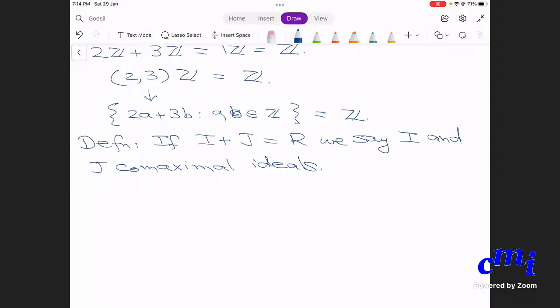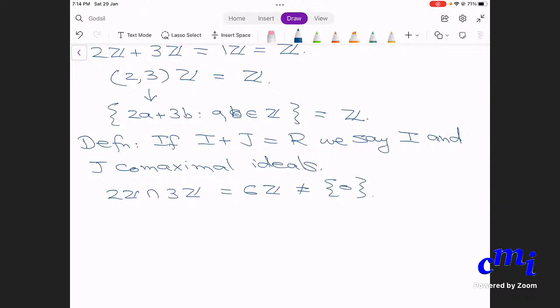No, the intersection need not be 0. It's only that the sum must be R. That's all. That is something to do with the direct sum, which is a different thing altogether. For example, if you take 2Z and 3Z, 2Z intersect 3Z means every number which is divisible by both 2 and 3. That's obviously 6Z, which is not the 0 ideal. But 2Z and 3Z are co-maximal ideals. So the intersection need not be 0.